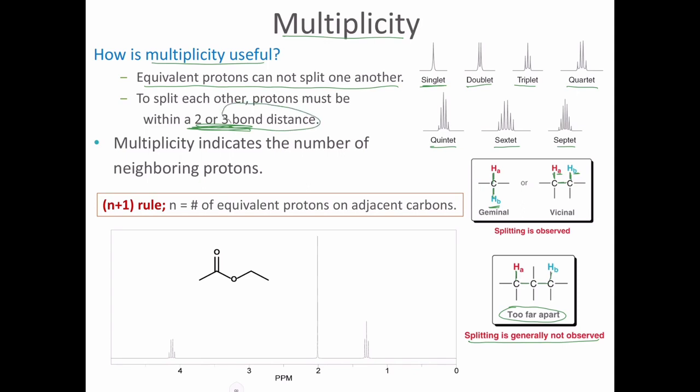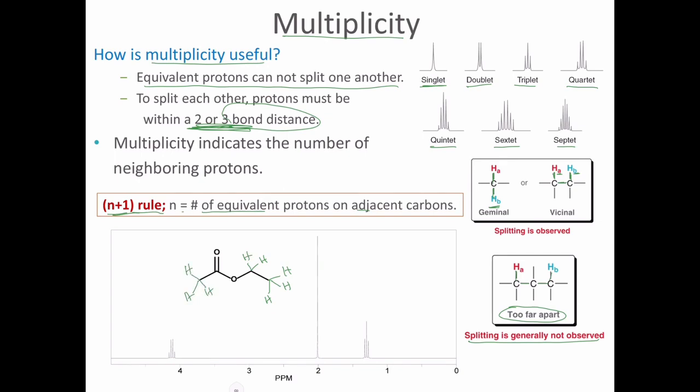Then there's a rule we follow. We call it the N+1 rule, where N refers to the equivalent protons on the adjacent carbon. So what happens is, let us look at this structure over here. In this case, we know that there are 3 protons, and then there are 2 protons on this one, and we have 3 protons over here.